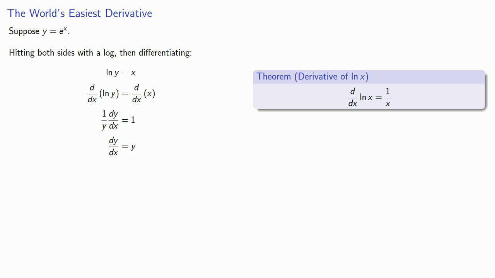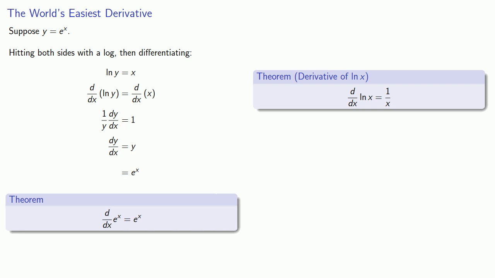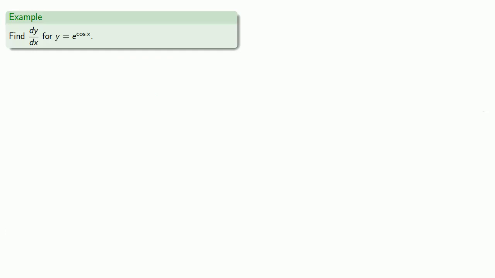But now I'll put everything back where I found it. y is e to the x, and so dy dx is equal to e to the x. And this gives us a useful theorem about derivatives. The derivative of e to the x is e to the x. So let's find the derivative of y equals e to the power cosine x. Starting off with the chain rule, we want to find the derivative of e to the something, which will be e to the something times derivative something. We'll put things back where we found them and evaluate our unresolved derivative.